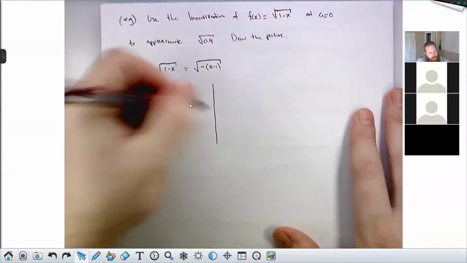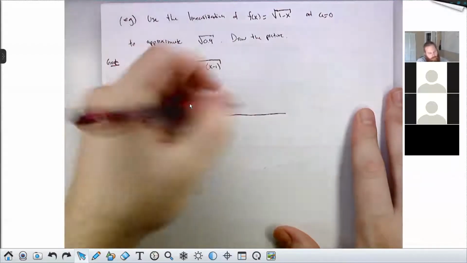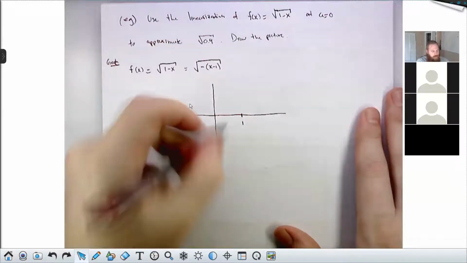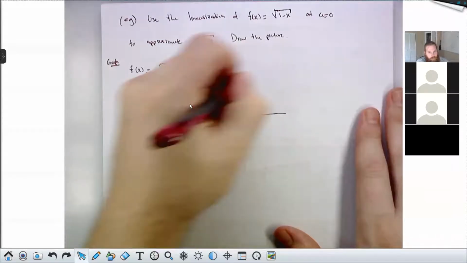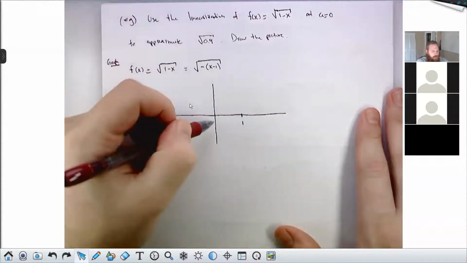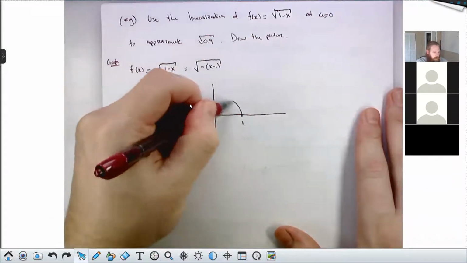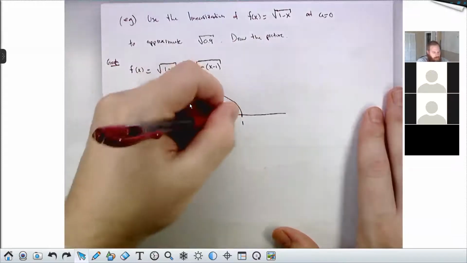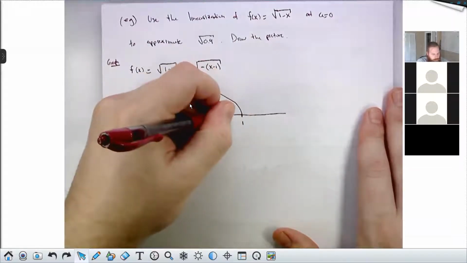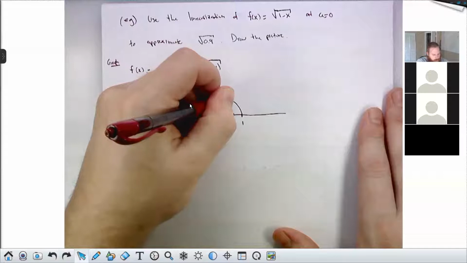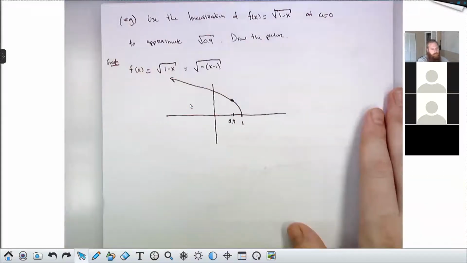So the graph of this function looks like 1 over here. Regular square root looks like this. So the horizontally reflected square root looks like this. So the horizontally reflected and then shifted square root looks like this. Now this is our a value. We want to approximate the square root of 0.9, which would be the y value on the graph of that function right there.